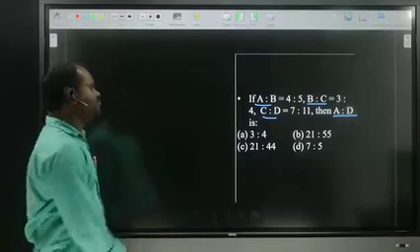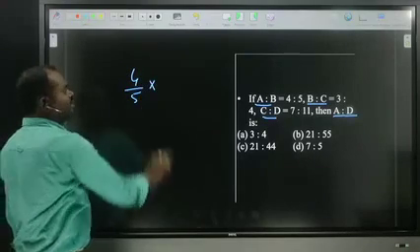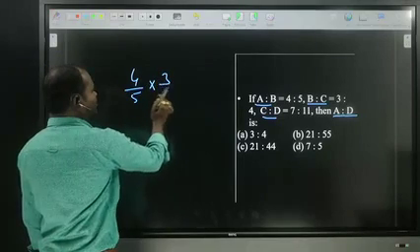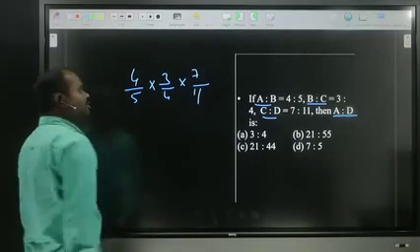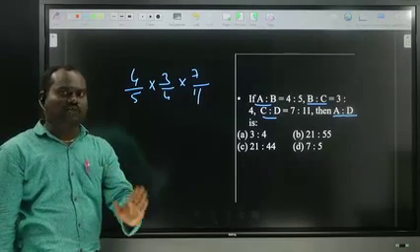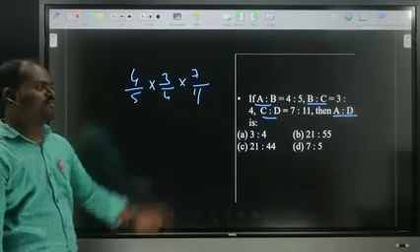The first ratio, 4 is to 5, is nothing but 4 by 5, into the next ratio, 3 is to 4, nothing but 3 by 4, into the next ratio, 7 is to 11, nothing but 7 by 11. Write down the ratios beside each other. Whenever you require the ratio of first and last, write down the ratios beside each other: 4 by 5 into 3 by 4 into 7 by 11.